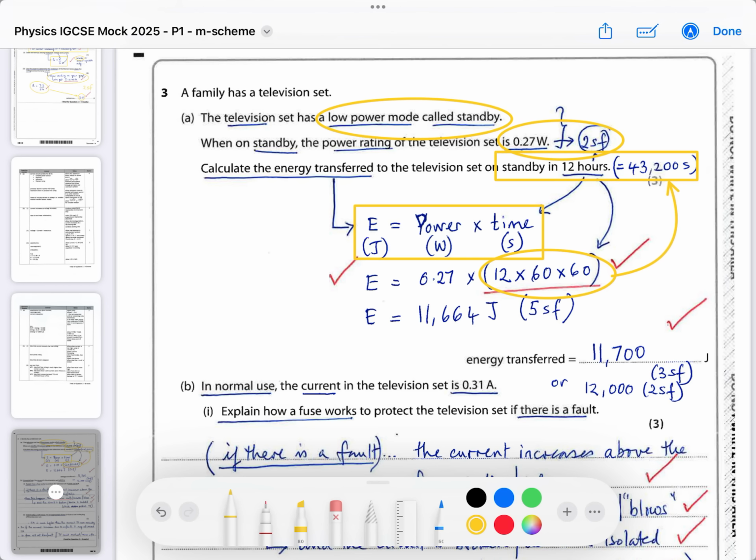All right, so we multiply the power by the time in seconds, and you'll get 11,664 on a calculator if you keep it to 5 significant figures. But really, you should round it to 2 or 3 significant figures. I'm saying 2 or 3 because time in seconds is 43,200, which is 3 significant figures. However, 12 hours, which is the time they gave you, is 2 significant figures. So it's probably more correct to round it to 12,000.